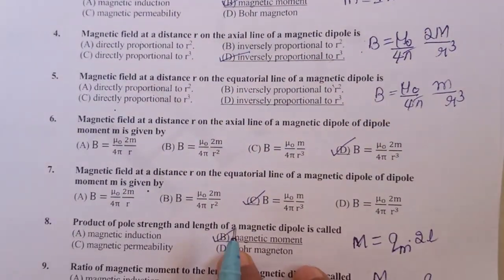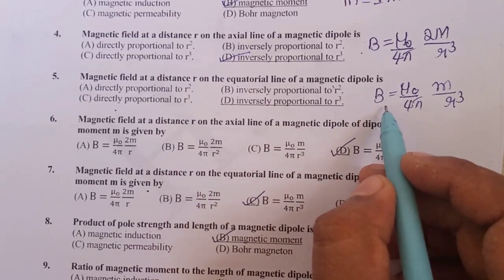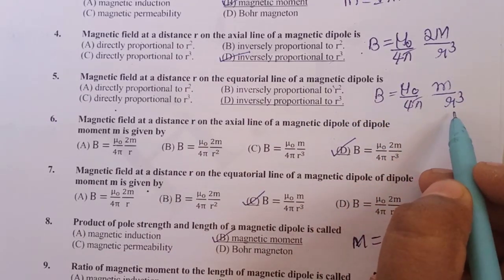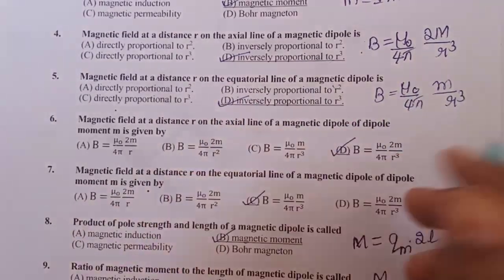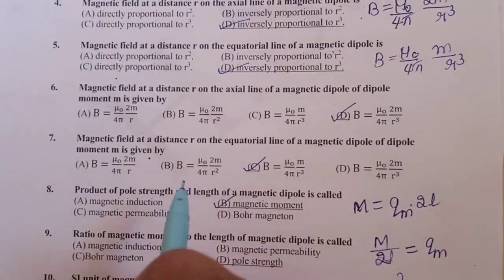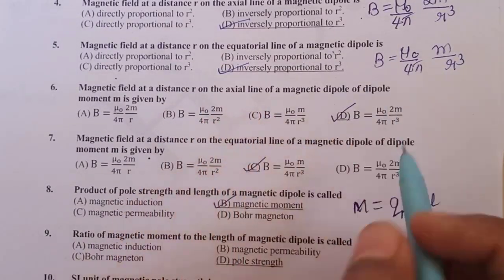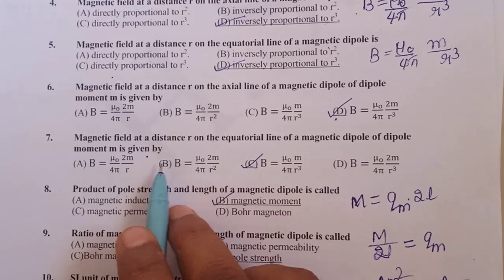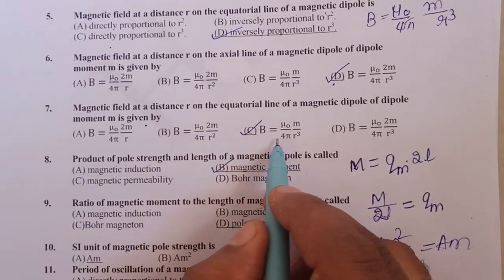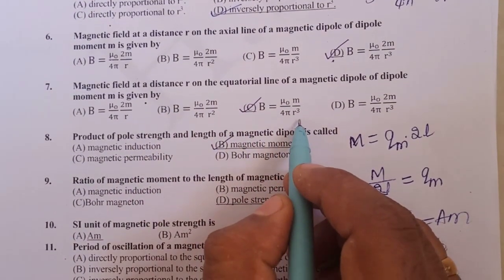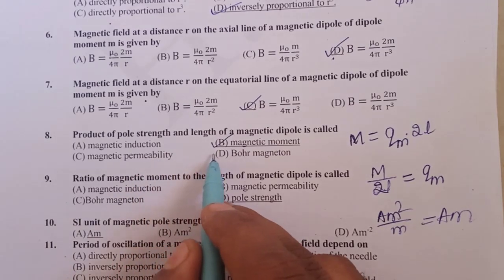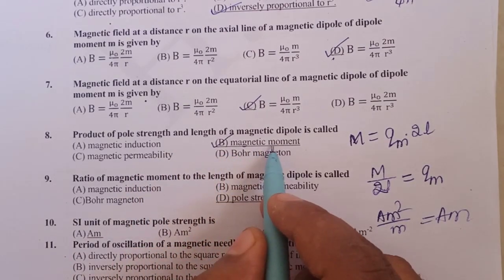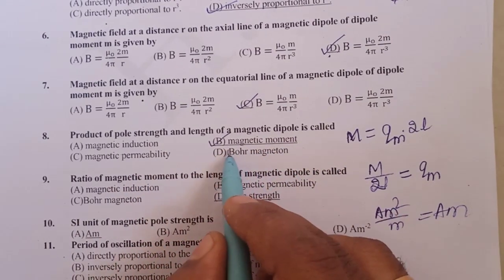Next, the magnetic field at a distance r on the equatorial line is B is equal to mu naught by 4 pi into m divided by r cube. Therefore, it is also inversely proportional to r cube. Magnetic field at a distance on the axial line, just now described, is option B. Magnetic field on the equatorial line, that is B is equal to mu naught by 4 pi m divided by r cube.